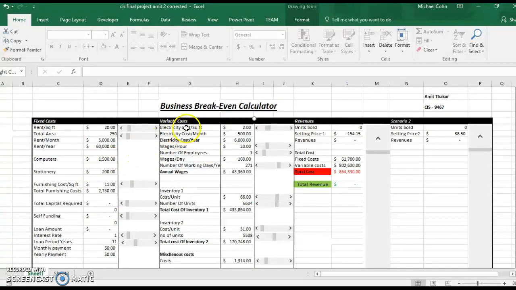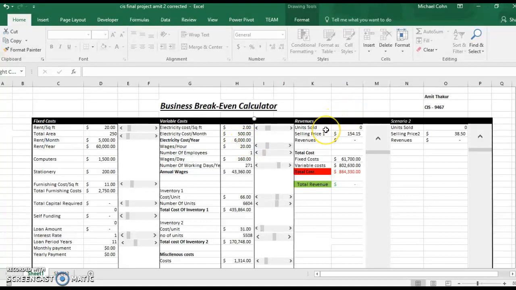Now we move over to the variable cost section. First, we look at the electricity cost per square foot. I did a lot of research and I found that for most commercial businesses, it costs around $2 per square foot in electricity costs. This combined with the area of the shop, you have a bill of around $500 a month in electricity charges, and that translates to roughly $6,000 a year in electricity bills.